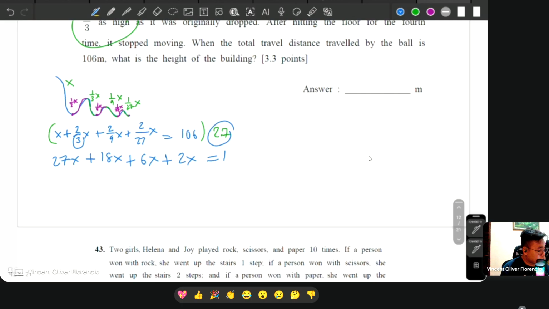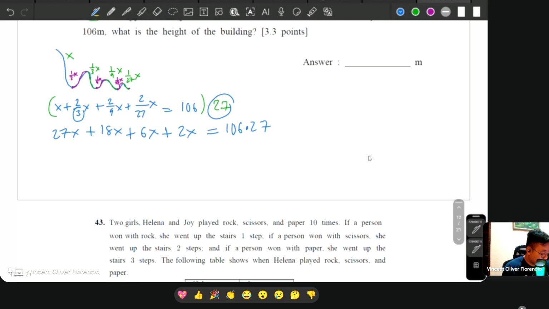Equals 106 times 27. That one, we will not solve it yet. I'll just put here 106 times 27. Now, if you add here on the left side 27 plus 18 plus 6 plus 2, it's going to be 53x equal to 106 times 27. So how do you solve for x here? Divide by 53. I didn't simplify yet the 106 by 27 because we can actually do cancellation here.